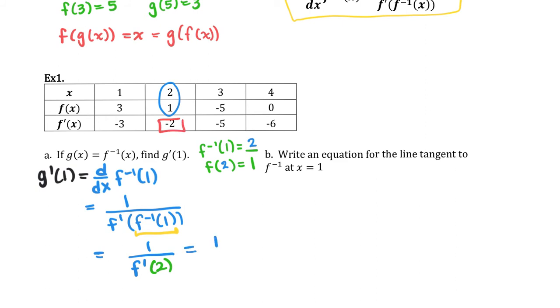So this equals 1 over negative 2. Okay, and then that's my answer. Okay, part B. Write an equation for the line tangent to f inverse at x equals 1. Since I'm finding the line tangent to f inverse, I need the derivative of f inverse at 1. I found the derivative of f inverse at 1 right here, so the slope is going to be negative 1/2 for the tangent line.